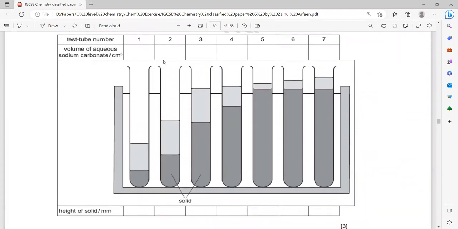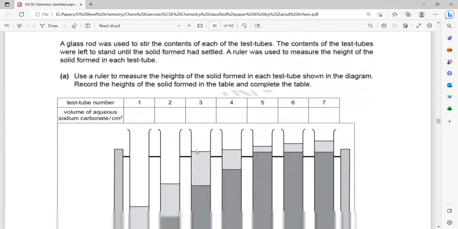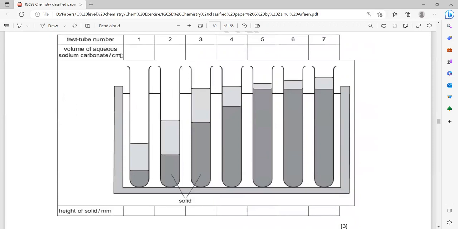First, the volume of sodium carbonate used, that part you can fill up. The volume of sodium carbonate used, you can see 1, 2, 4, 5, 6, 7, and 8. You can complete this row about the volume of sodium carbonate. About the height of the solid which is formed, you have to place your ruler scale and measure this height. As you can see, the scale is in millimeters. So if you get the answer in centimeters, just multiply by 10 and you will get the answer in millimeters.